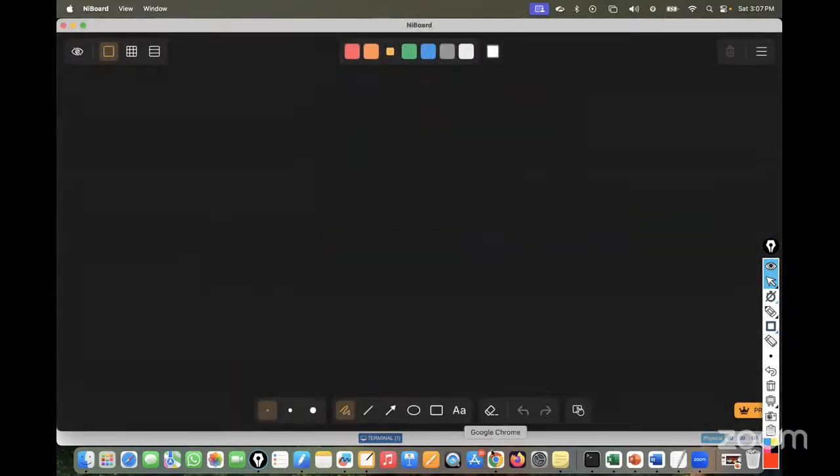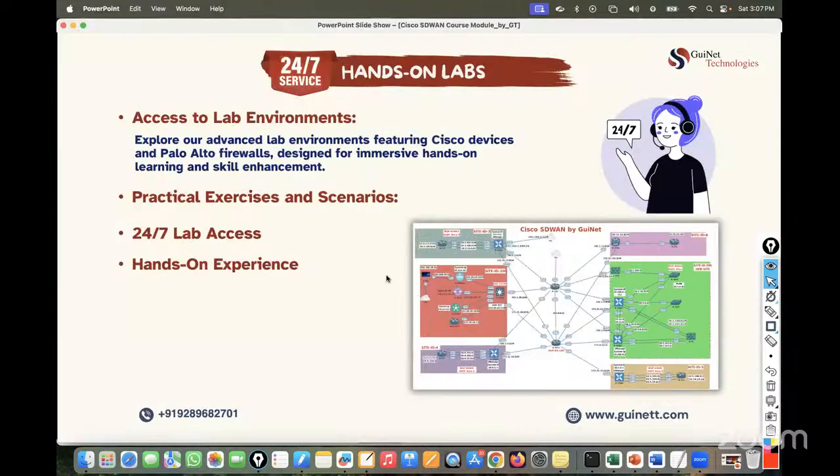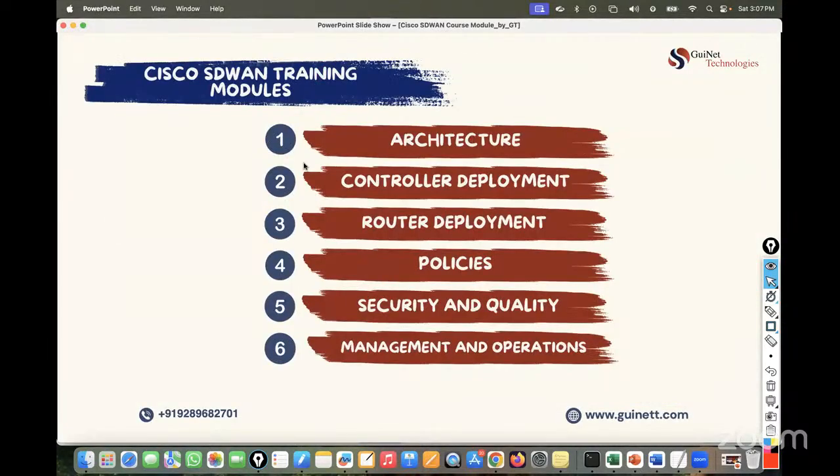So the lab is good. Okay, let's move further. Now, when we talk about the course curriculum, there are going to be a total of 6 modules. The first module is architectures, where you're going to understand how SD-WAN looks, what is Viptela SD-WAN, what is Cisco SD-WAN, what is Catalyst SD-WAN. Please don't write on the screen, I request you. We'll understand the journey of how Viptela converted into Cisco and Cisco further converted into Catalyst.